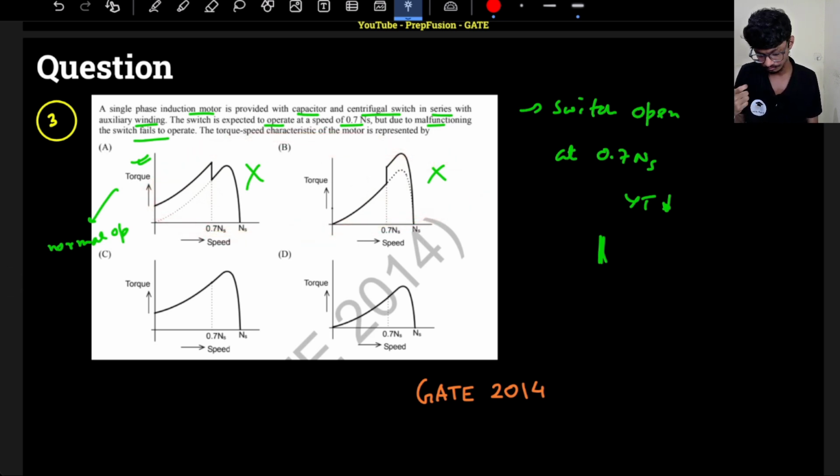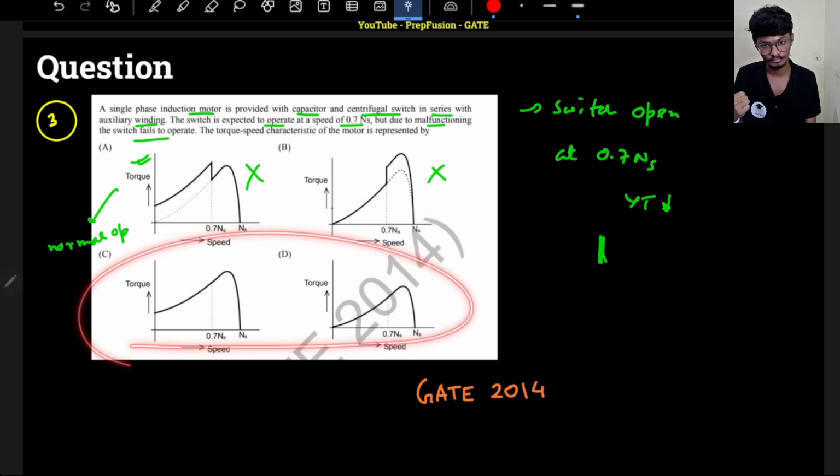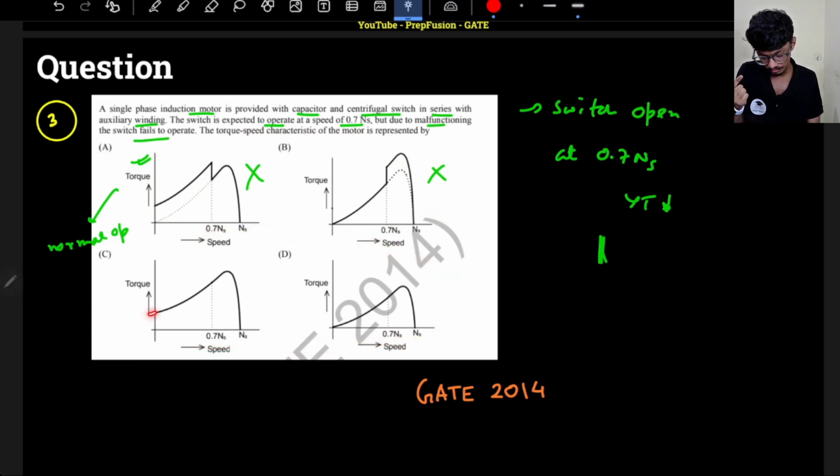What is left? C and D. So we know the switch will always be on, right? And if the switch is always on, that means the torque at starting will be due to the auxiliary winding. This one is telling me that the torque will be 0, so this is not possible, and this is possible.